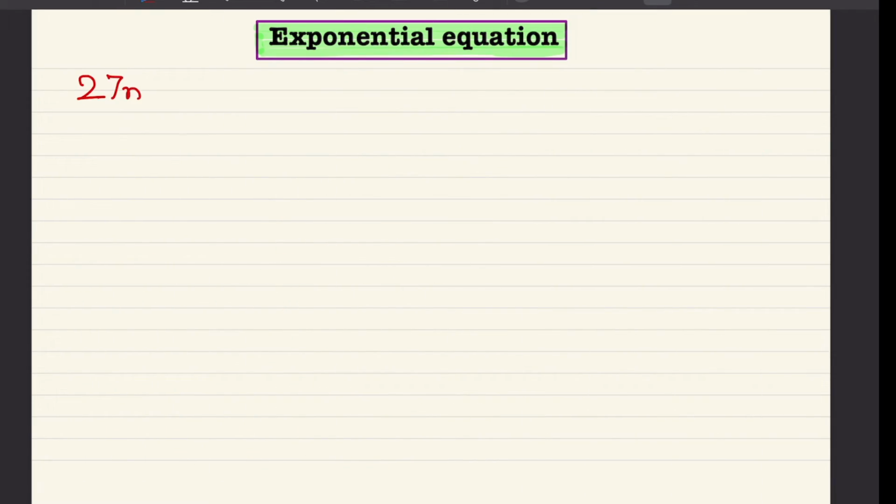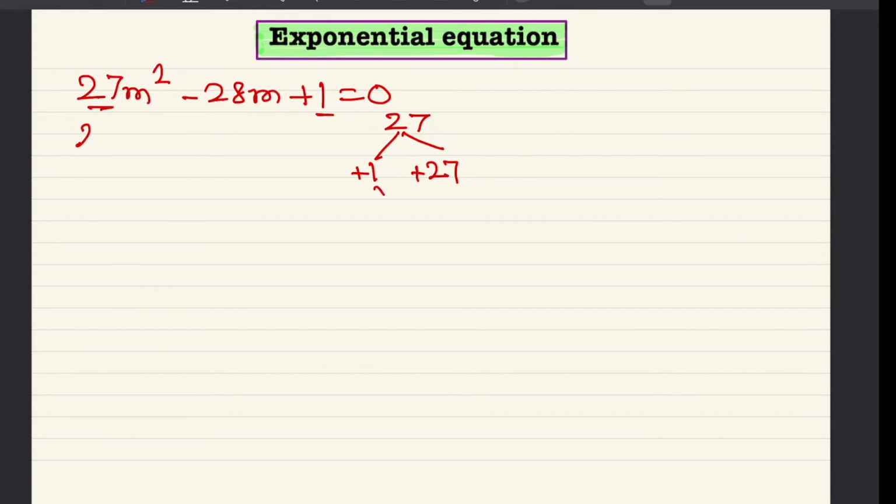27m^2 minus 28m plus 1 equal to 0. So this will be 27 into 1. The product is 27. We have to take the sum. So 1 into 27, plus 1 plus 27 will give you 28. So 27m^2 minus 27.